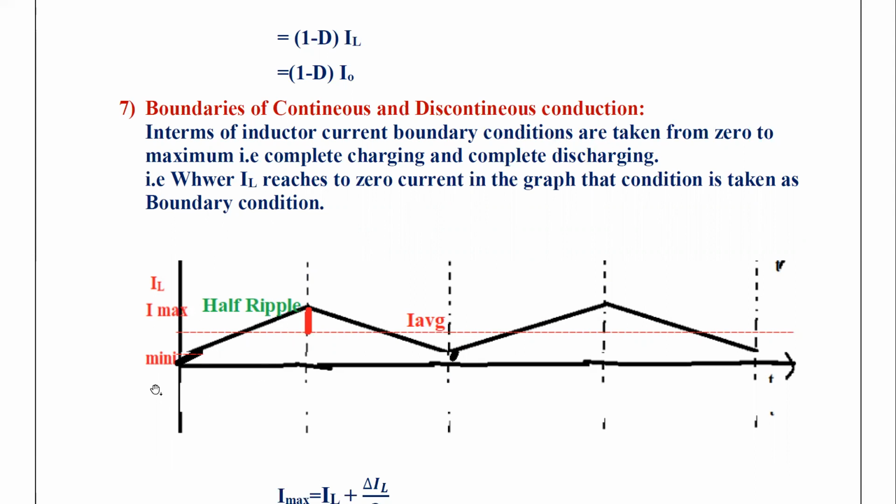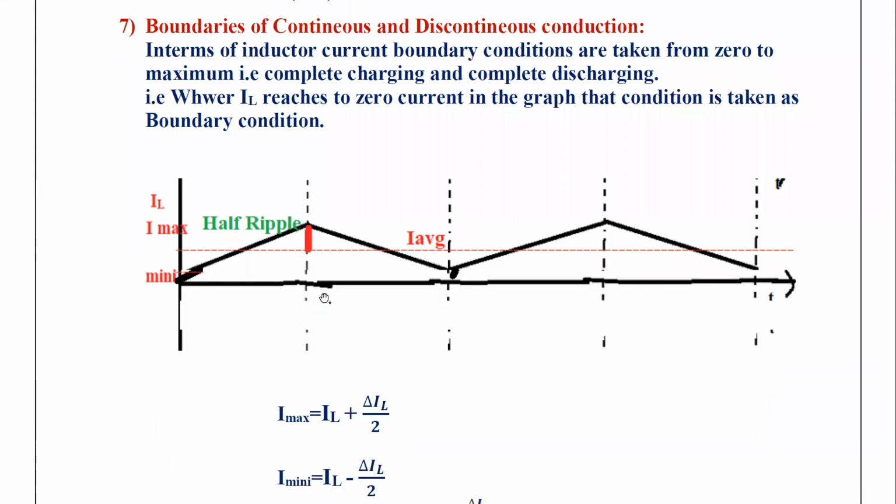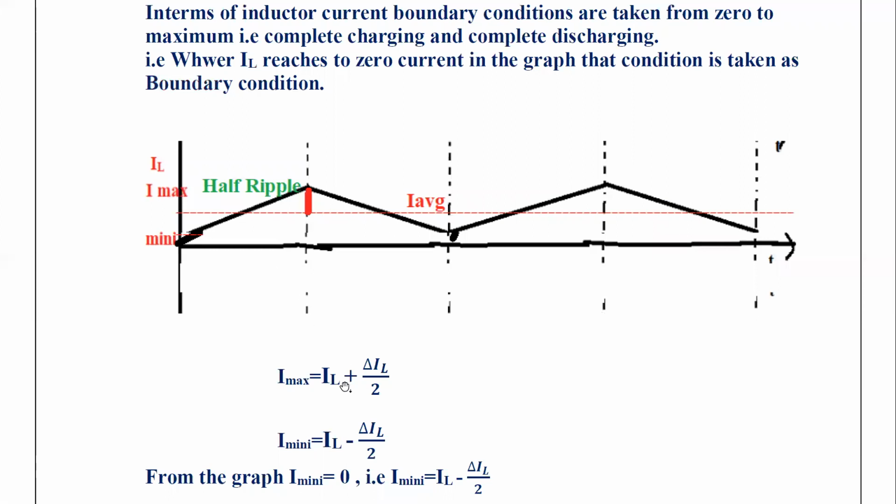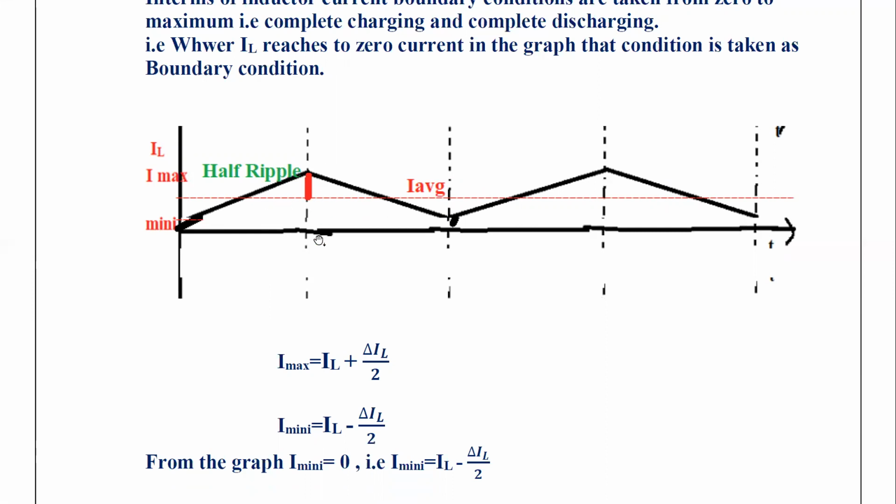So that means the minimum current you have to take as zero, and the maximum current is whatever current exists at the boundary condition. Therefore, I maximum and I minimum you have to calculate from 0 to some I max current. Therefore, I max is equal to IL plus delta IL by 2. So this is IL current, and I minimum is equal to IL minus delta IL by 2. So from this graph, it is clear that I minimum is IL minus delta IL by 2, and I maximum is IL plus delta IL by 2.